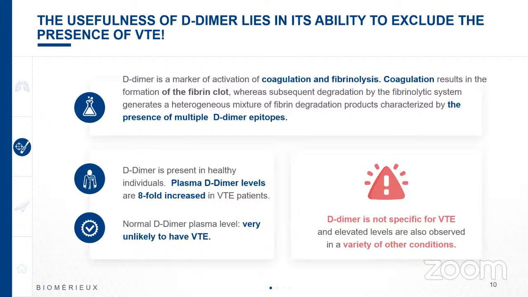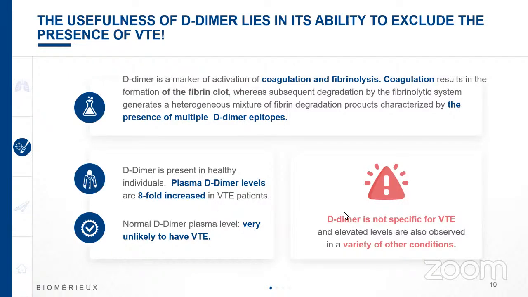So basically, the more you have a breakdown of a clot, or fibrinolysis for that matter, the more that is expressed by the presence of an increased D-dimer. Normally in healthy individuals it's present, but when you have venous thromboembolism or any other coagulation or fibrinolytic process for that matter, there's actually an 8-fold increase. So it's quite sensitive in picking up venous thromboembolism. Now, a normal D-dimer plasma level will basically mean that you're very unlikely to have a VTE.